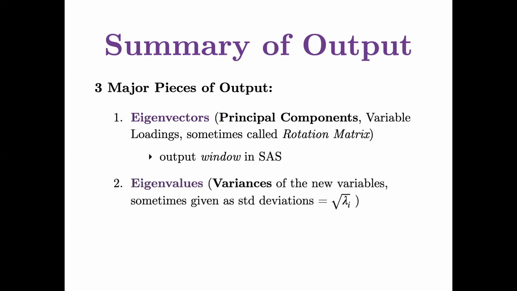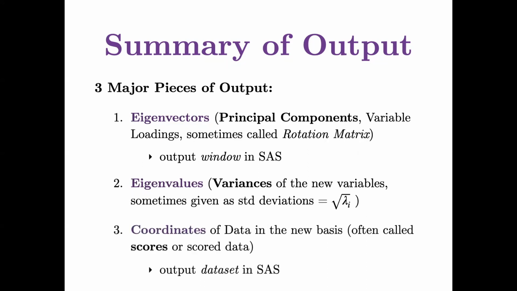Another piece of output would be the eigenvalues. These are the variances of those new variables. Sometimes they're given as standard deviations, in which case they're the square roots of the eigenvalues. The third is the coordinates of our data in the new basis. This is often called the scores or the scored data. And this you'll create in an output data set in SAS.